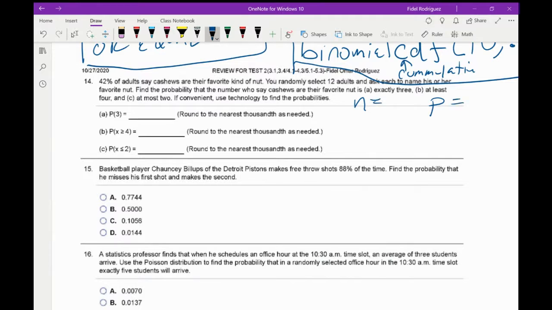Does anybody know what's my number for n? The n would be 12. The p would be 0.42. Excellent. Boom. You guys are already halfway there. So n is 12, p is 0.42, right?